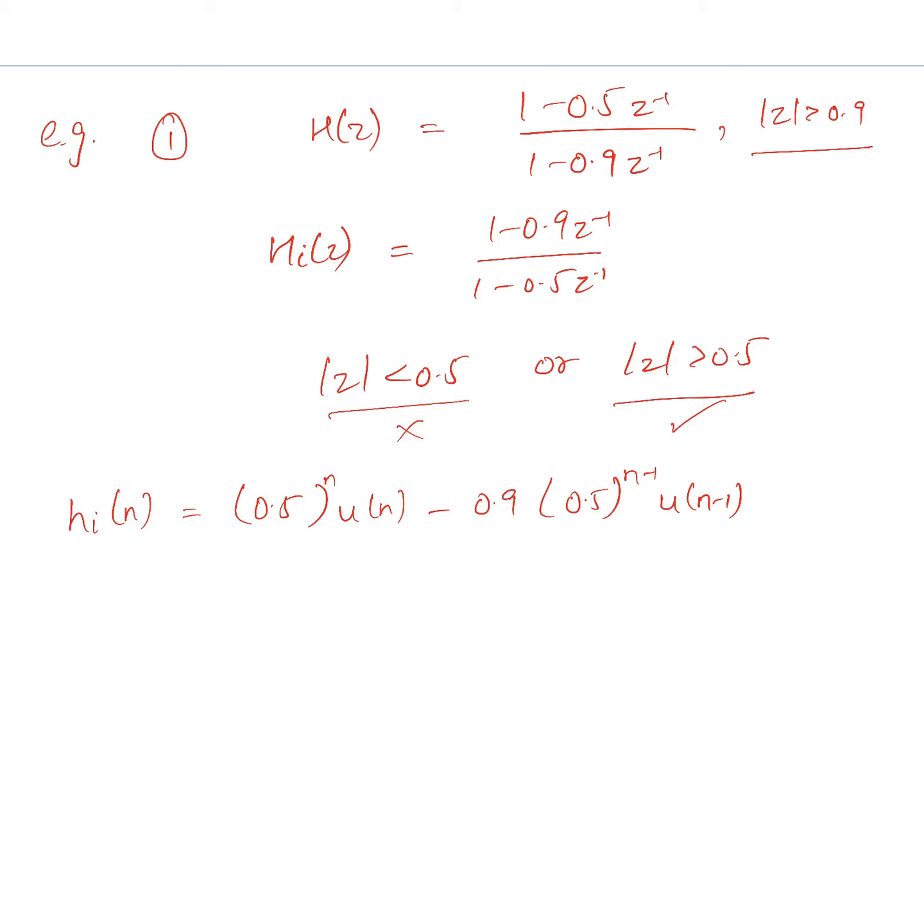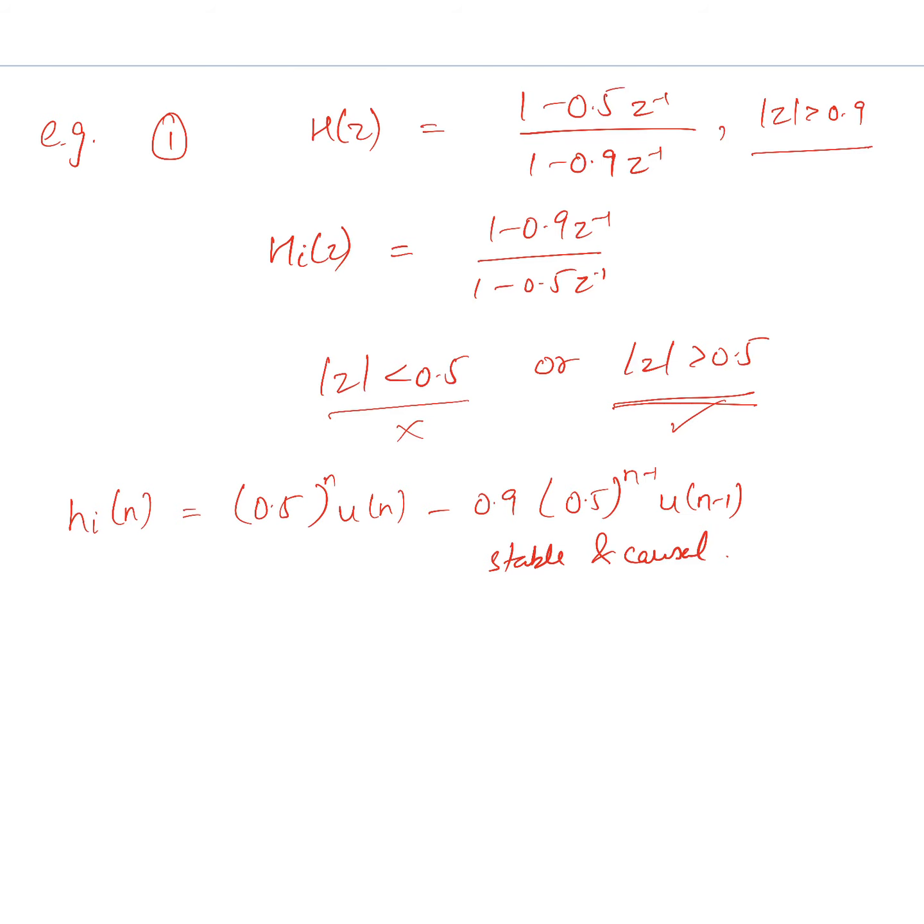So for this hi of Z, you see your system is causal and stable, because your ROC is a right-sided sequence, mod Z greater than 0.5. This is outside the outermost pole, so it is causal, and with this ROC the unit circle is also included, so it is stable. So the inverse of this H of Z is stable and causal.